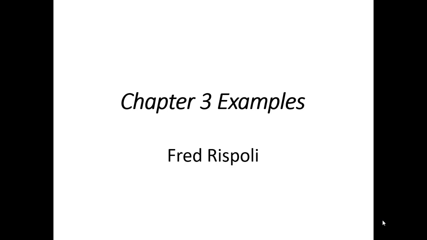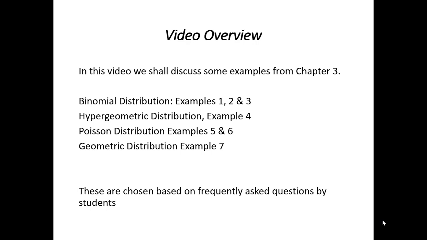In this video, we're going to look at examples from Chapter 3 of On's book. In particular, we're going to look at the following discrete probability distributions: the binomial, the hypergeometric, the Poisson, and the geometric distribution. I will cover some frequently asked questions by students.